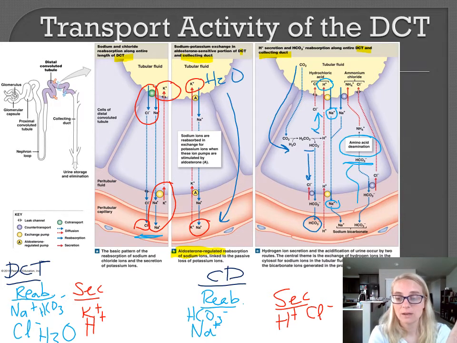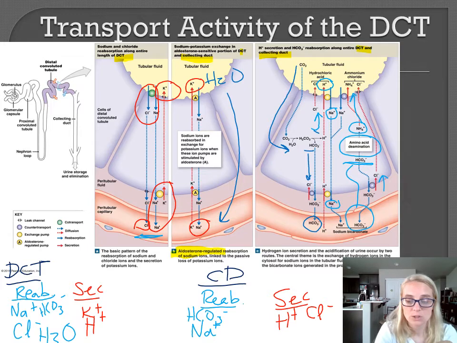So we can then reabsorb the bicarb while kicking out some chloride. The ammonia is a waste product. The ammonia with some chloride becomes ammonium chloride, which is kind of like a base. It almost acts like a buffer. The ammonium chloride and the hydrochloric acid kind of neutralize themselves out. So we can secrete ammonia, NH4+.